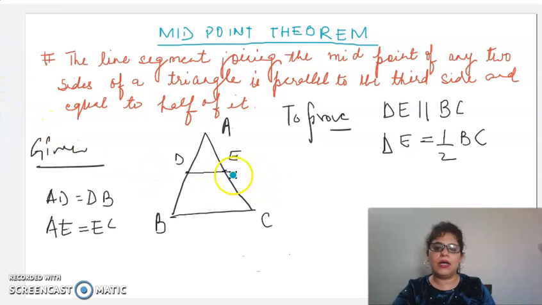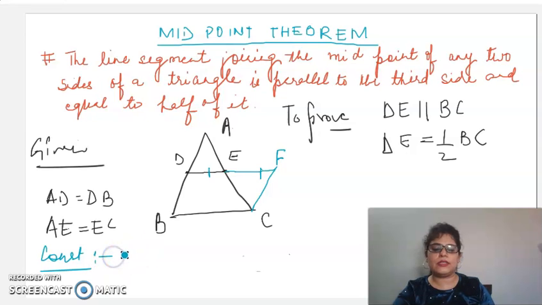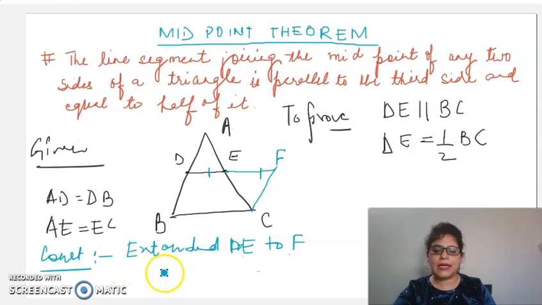Let us extend this DE to a point F. We extended DE to a point F such that DE is equal to EF. These both are equal. And then we have joined CF simply. So what is the construction? We have done this construction that we extended DE to F, extended DE to F such that DE is equal to EF.